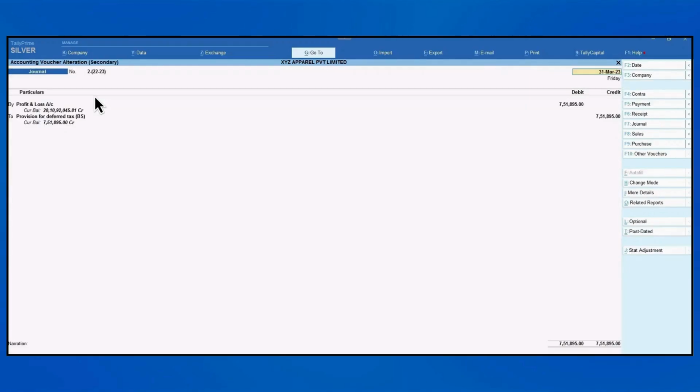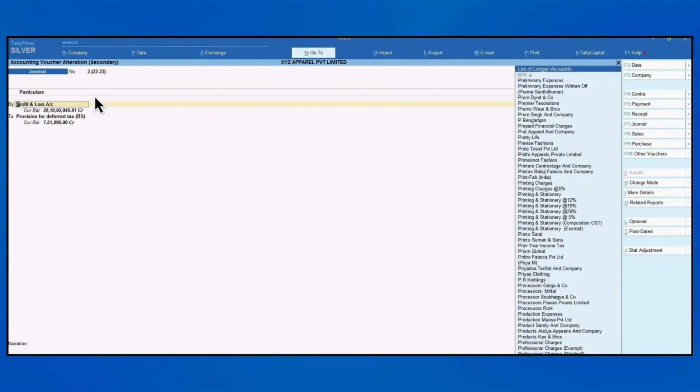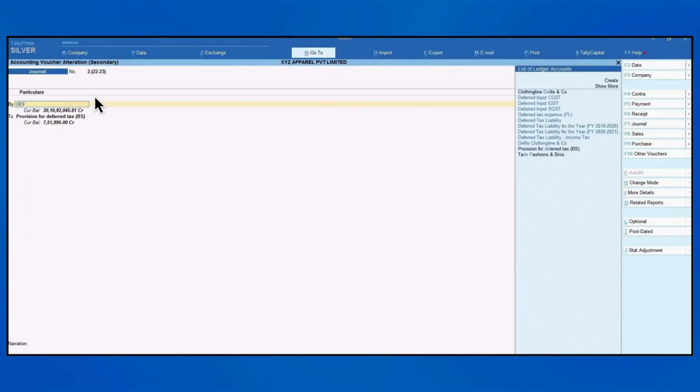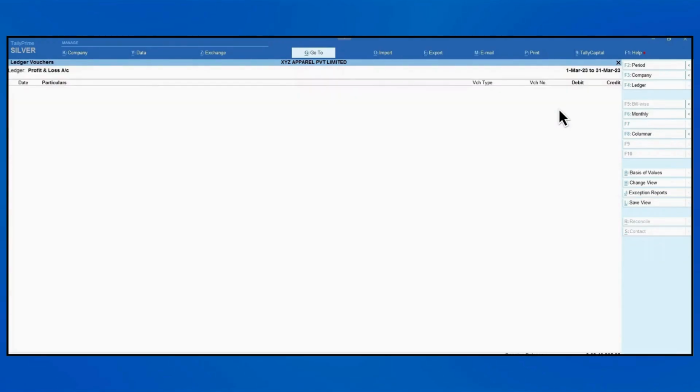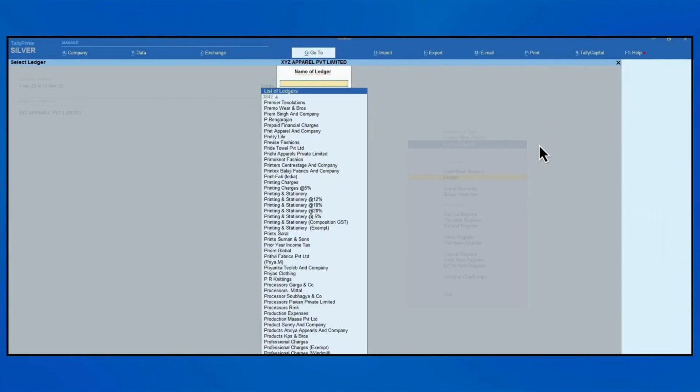The final entry is a similar adjustment, but it relates to deferred tax expense or income, as applicable. To ensure the profit and loss ledger is cleared of all entries, the deferred tax amount must also be adjusted against an appropriate expense ledger. This will ensure it is correctly reflected in the profit and loss statement. Once all the vouchers are removed from the profit and loss ledger, you can now generate the JSON.